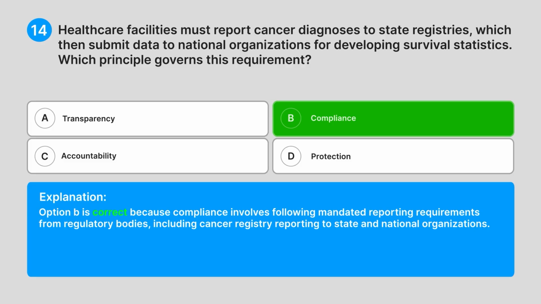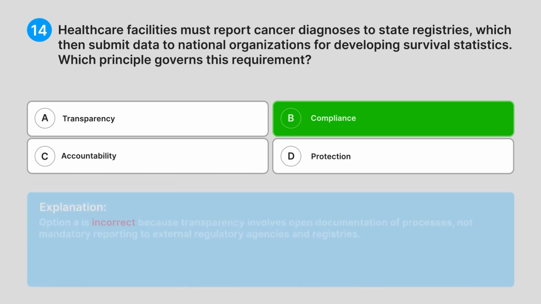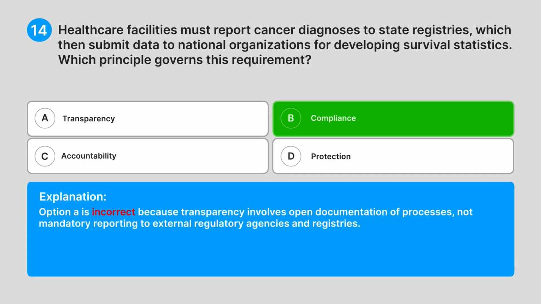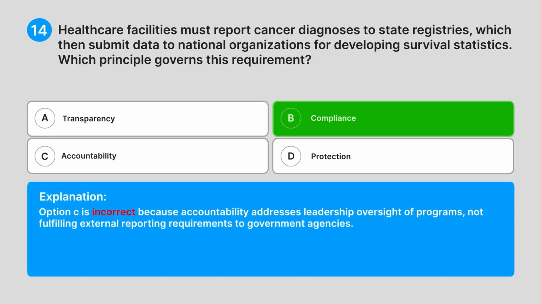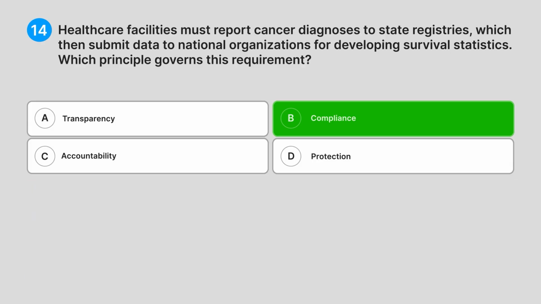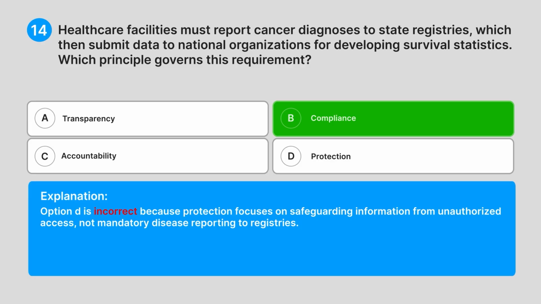Explanation: option B is correct because compliance involves following mandated reporting requirements from regulatory bodies, including cancer registry reporting to state and national organisations. Option A is incorrect because transparency involves open documentation of processes, not mandatory reporting to external regulatory agencies and registries. Option C is incorrect because accountability addresses leadership oversight of programs, not fulfilling external reporting requirements to government agencies. Option D is incorrect because protection focuses on safeguarding information from unauthorised access, not mandatory disease reporting to registries.